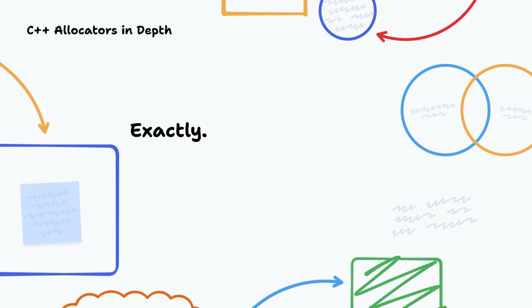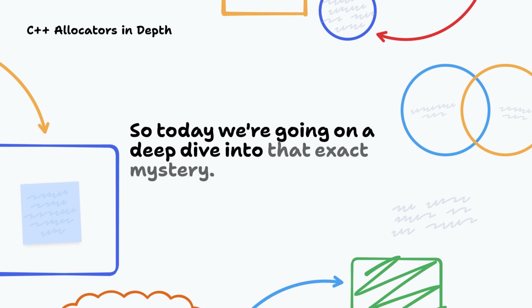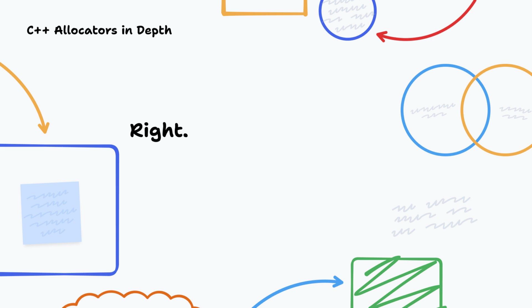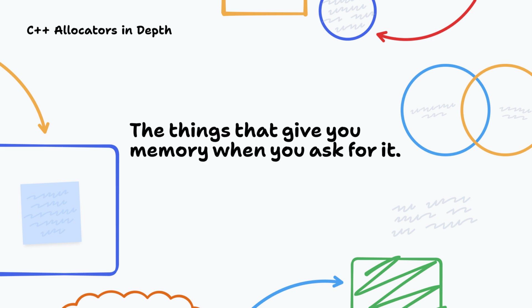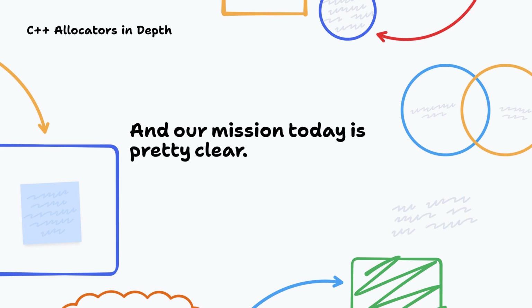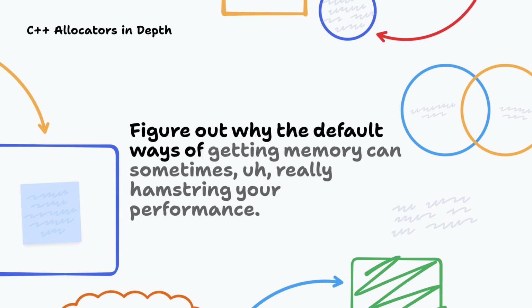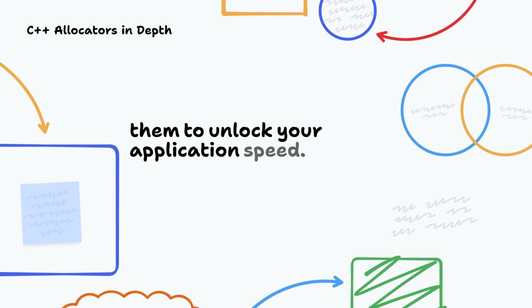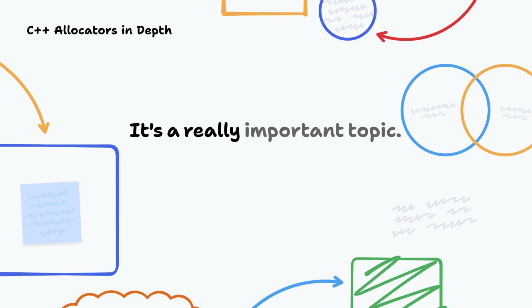Somewhere deep. Exactly. So today, we're going on a deep dive into that exact mystery. We're unpacking the crucial, often overlooked world of C++ memory allocators. Right. The things that give you memory when you ask for it. Yeah, and our mission today is pretty clear. Figure out why the default ways of getting memory can sometimes really hamstring your performance. Then explore some powerful alternatives and, crucially, learn when to actually use them to unlock your application's speed. Sounds like a plan. It's a really important topic.